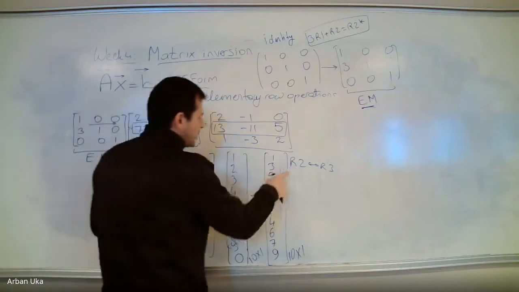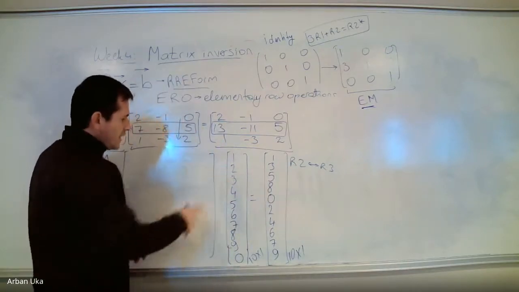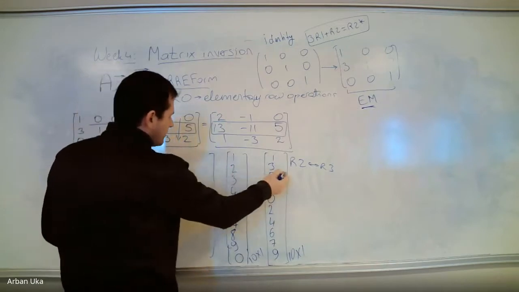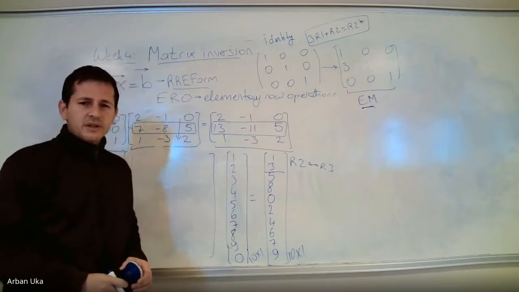Yes. Okay, thanks. So if you want to exchange row 2 with row 3, the 3 will come here, so we are done with this part. Up to here we are fine. But how can we do this with elementary matrices?